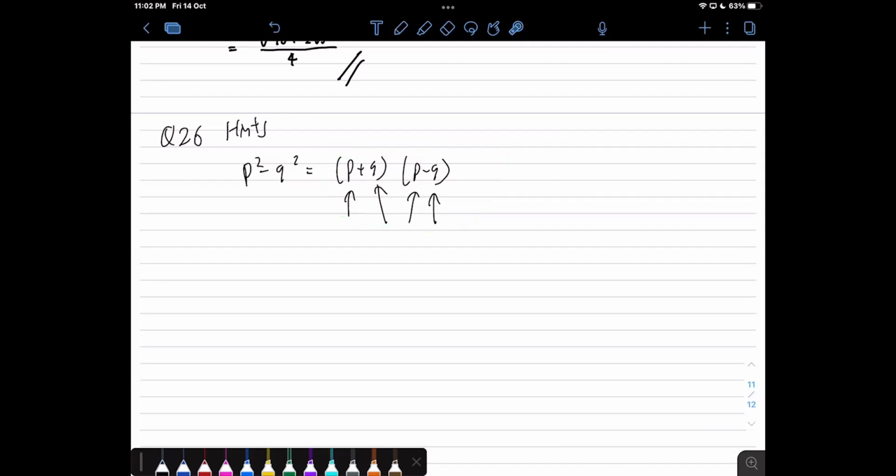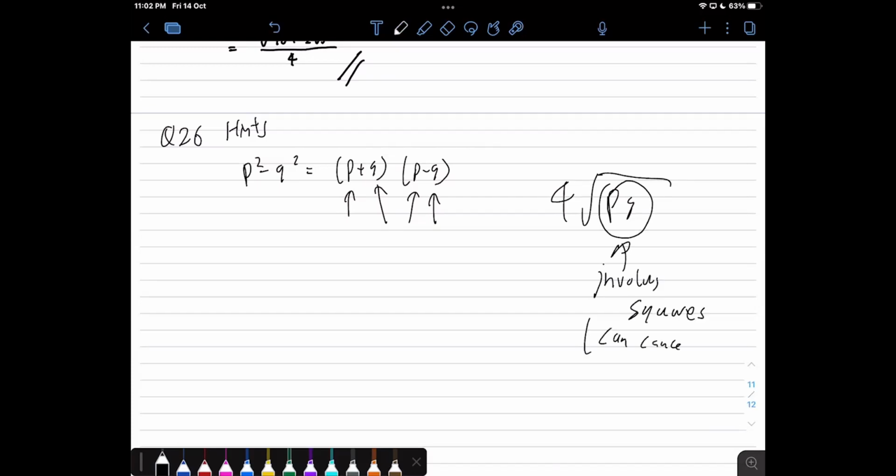Then maybe you would have to meet halfway, because there is a 4 times square root pq, right? It's gonna be a little bit confusing. Usually the pq would be involving squares, power 2, so that they can cancel off with the square root. Okay, that's all the hints I'm giving you for question 26.